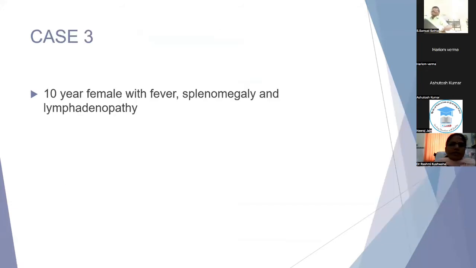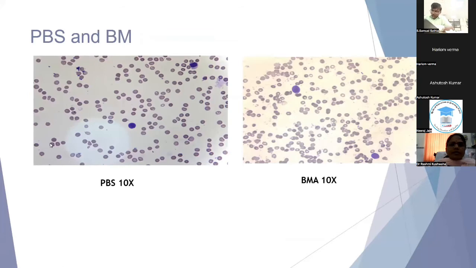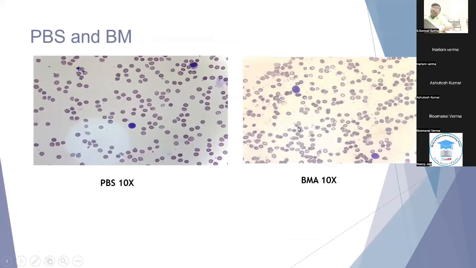Now, this is a third case, a 10-year-old female with fever, splenomegaly and lymphadenopathy. This is a peripheral smear. Clearly, there is cytopenia, but certain atypical, blast-looking cells were there. The bone marrow was done, which was also aparticulate, a markedly diluted smear, and it showed the presence of these blast-like cells. So we proceeded ahead with the trephine section.